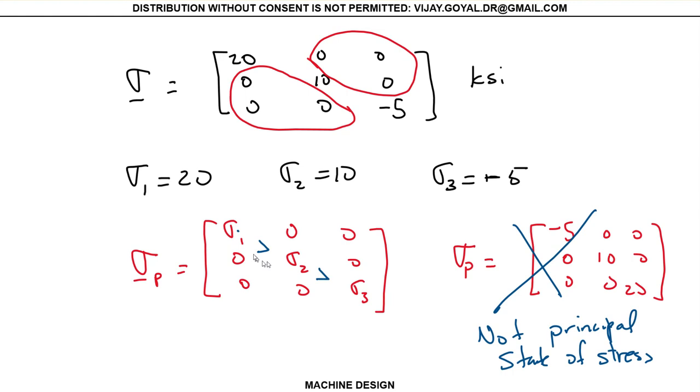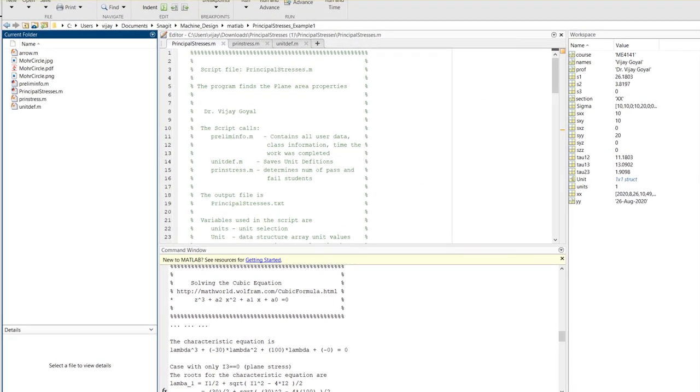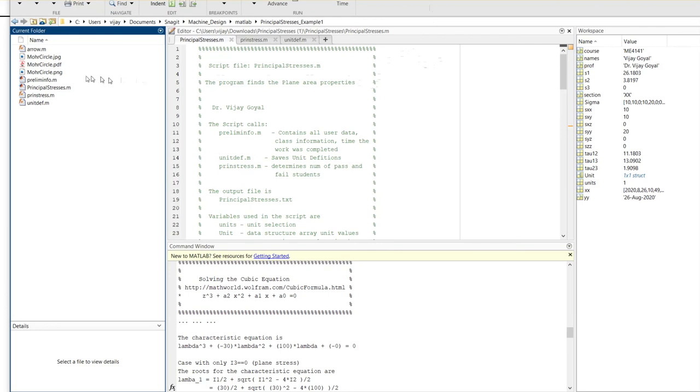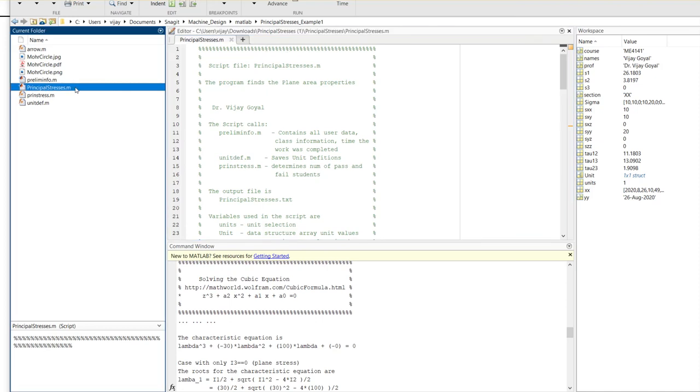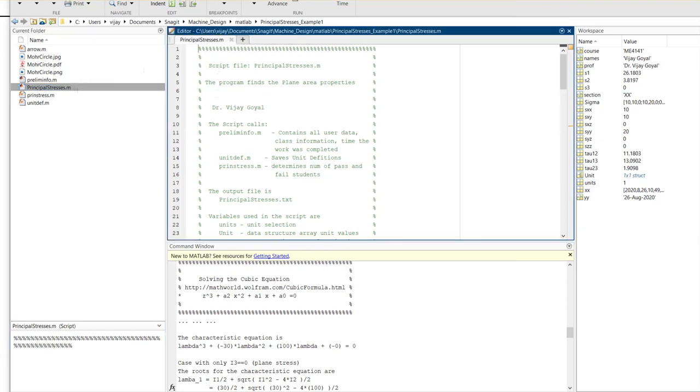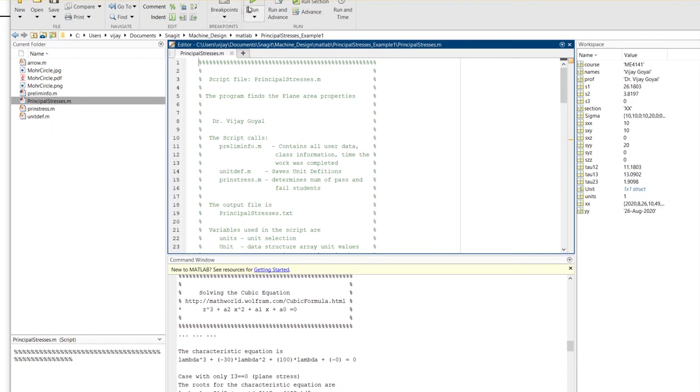Now, you may wonder how I got this answer so quick. Well, I just saw the state of stress and got the answers. Also, if you wanted to, you could always do this in MATLAB, in the MATLAB code that's on your website. So you're going to open the file called principal stress, and you're going to run it. So you just press run.